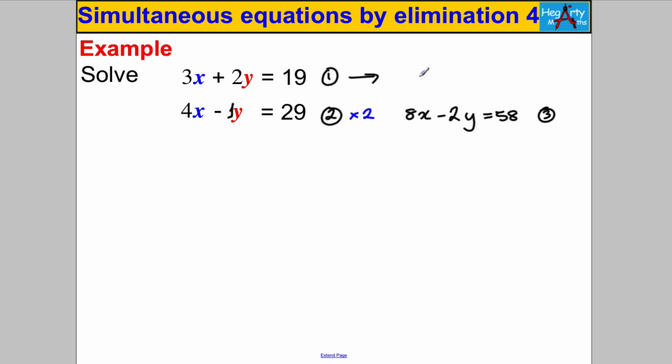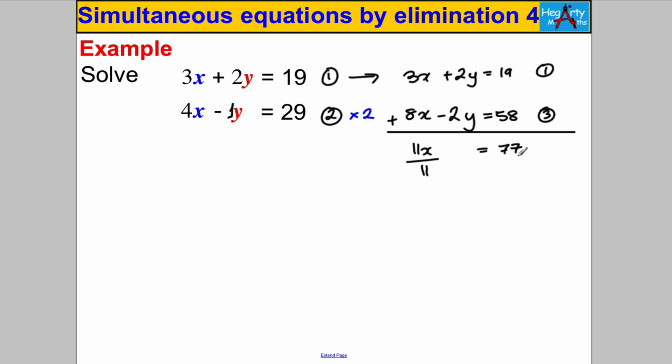While you're at it, write equation 1 above it. It's easier when they're in a line like that. Okay, now how am I going to eliminate the y's from this? Well, because I've got positive 2y and negative 2y, all I have to do is add these equations and the 2y's will get eliminated. 8x add 3x is equal to 11x. 58 add 19 is equal to 77.